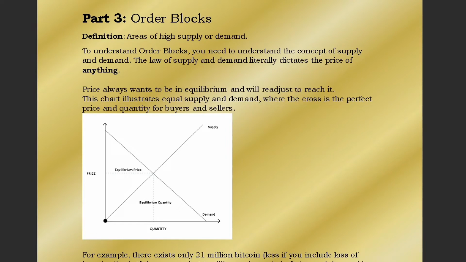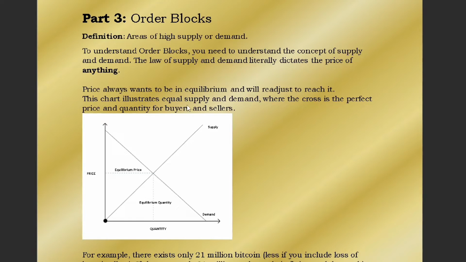The third part in our series is order blocks. Order blocks are just areas of high supply or demand. But to understand order blocks, you first need to understand the concept of supply and demand. This is because the law of supply and demand literally dictates the price of anything. So price always wants to be in equilibrium and always will readjust to reach it.